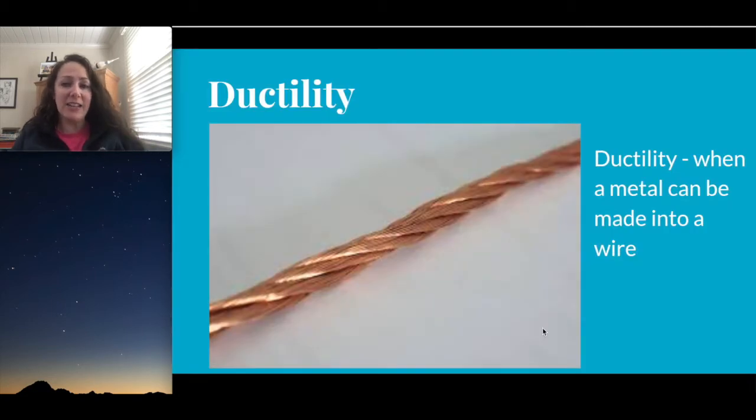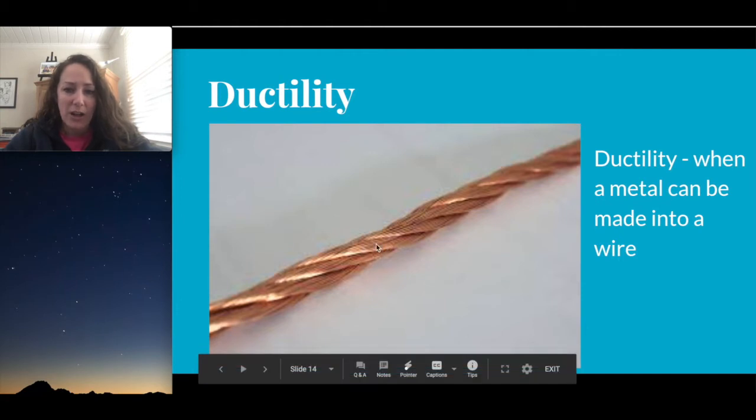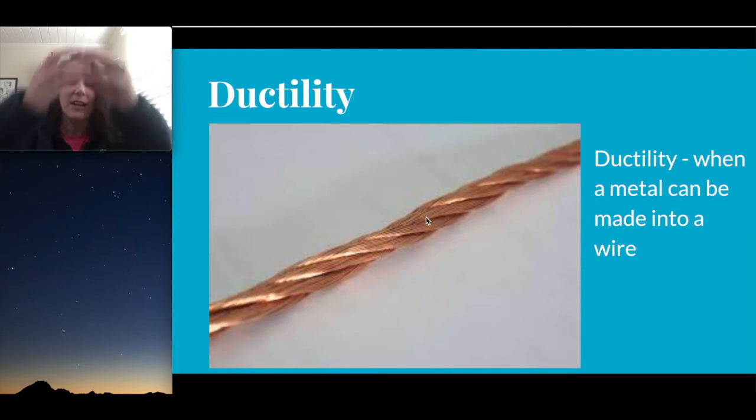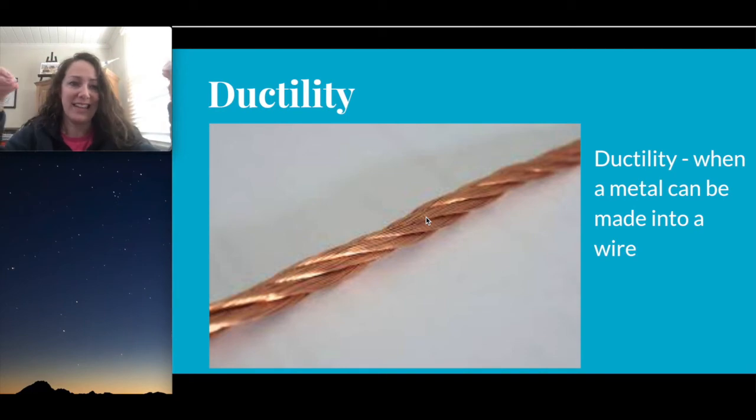Ductility, again, has to do with metals, and this is when you can take a metal and you can stretch it out into wires. So you'll notice in this picture all of these fine little pieces. Those are wires. They took copper and they were able to stretch it out and draw it out into nice thin strands to make a wire.